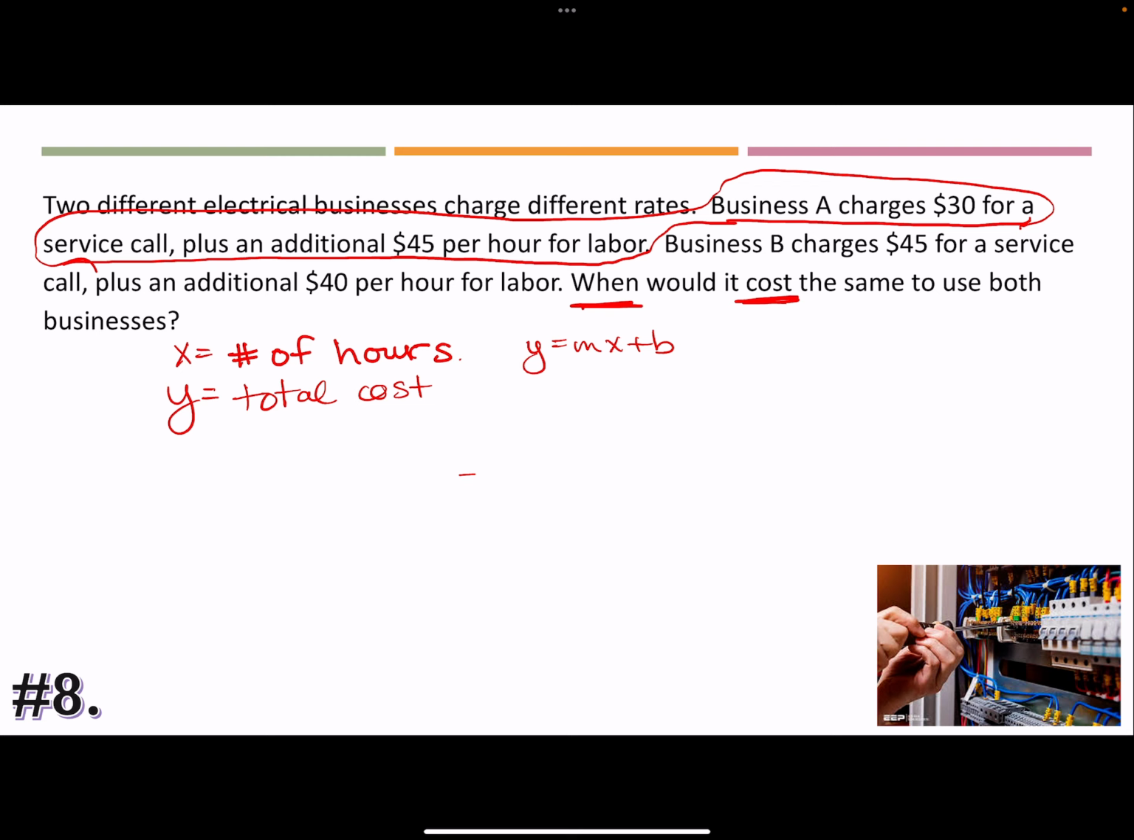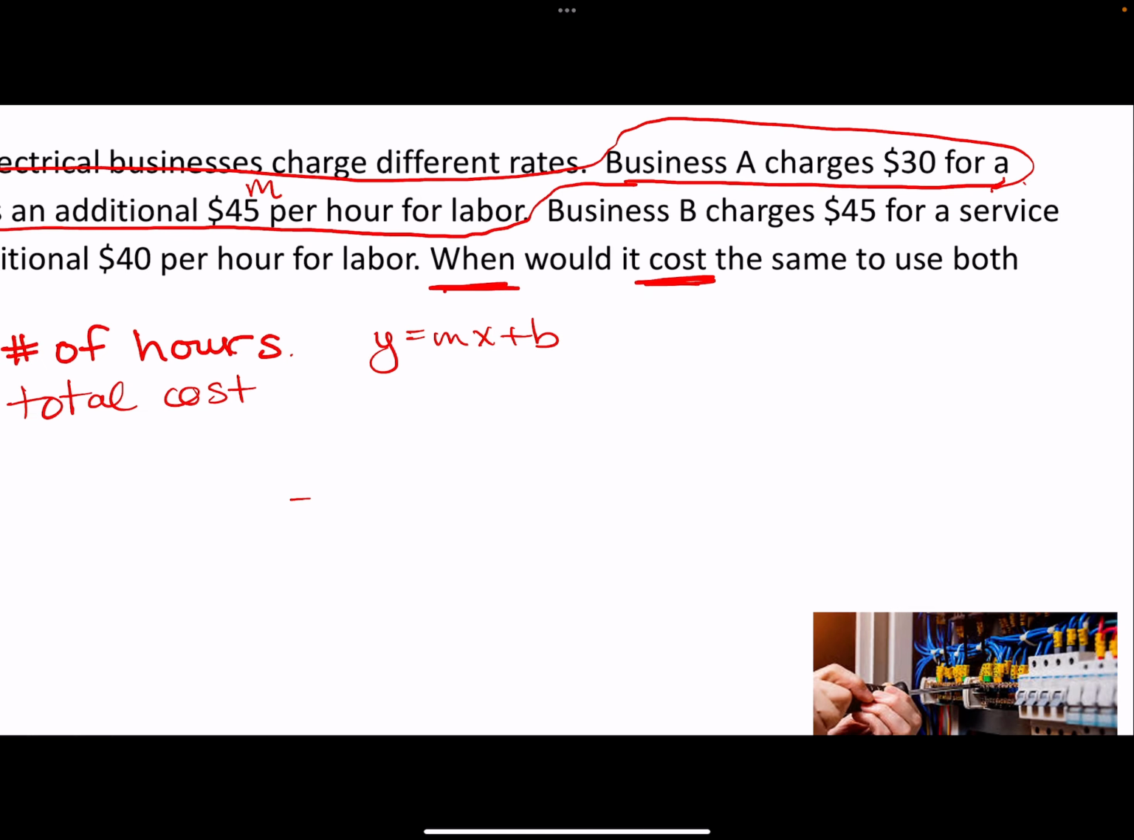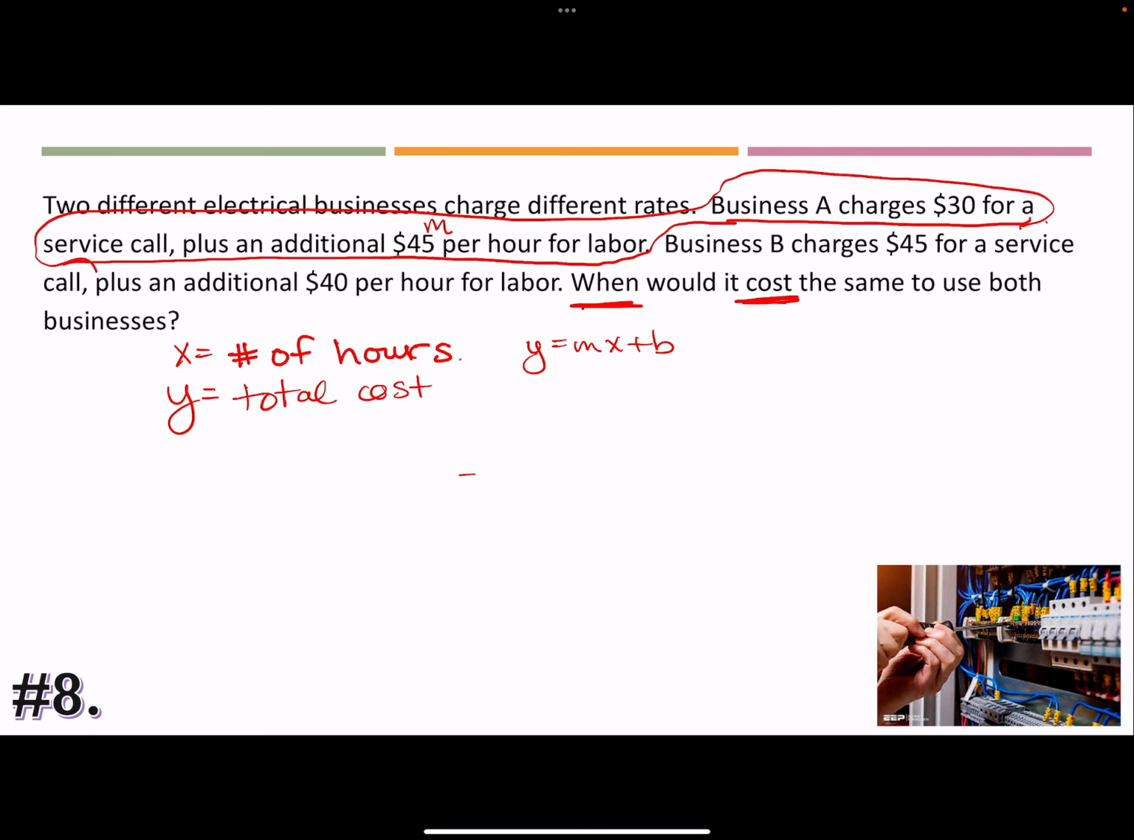So let's think about my equation for business A. They charge $30 for a service call plus an additional $45 per hour for labor. So $45 per hour, that's your rate of change. That's your slope. And then $30 for a service call, that's how much they charge just to come out. So that's your starting point. So your first equation is going to be y equals 45x plus 30.